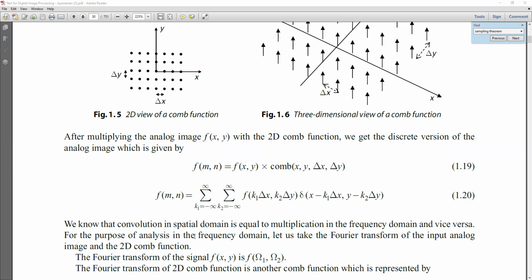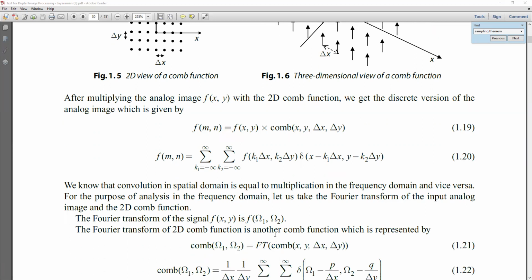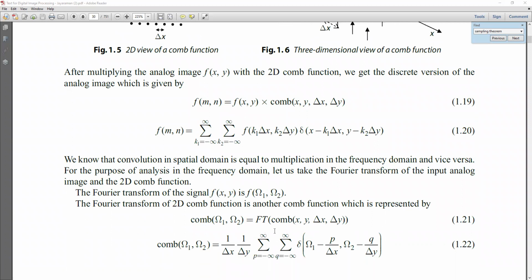How will you write the Fourier transform of f of x comma y? It is just the analog image, so it will be given as F of omega 1 comma omega 2. And the Fourier transform of the comb function is given as comb of omega 1, omega 2. It is written as 1 by delta x, 1 by delta y.